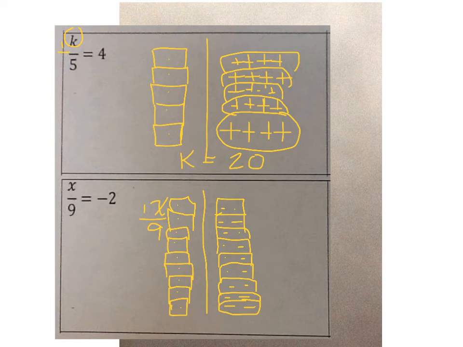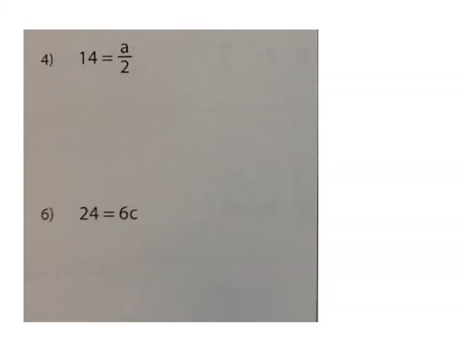So let's count 1, 2, 3, 4, 5, 6, 7, 8, 9. That means 1 whole x is equal to -2, and I have 9 groups of -2, which is equal to -18. And that's how you model division problems. So now it's your turn to try these two problems, numbers 4 and 6.